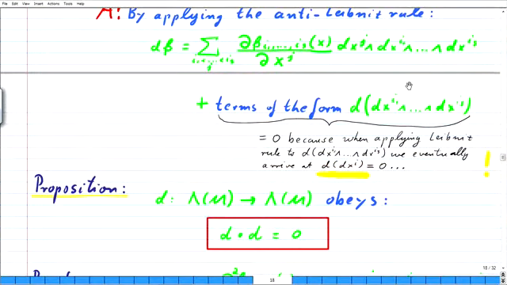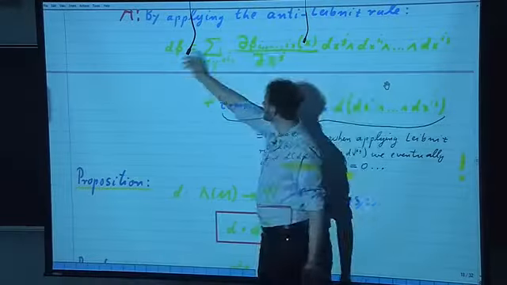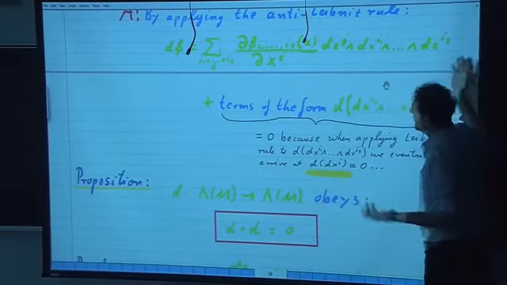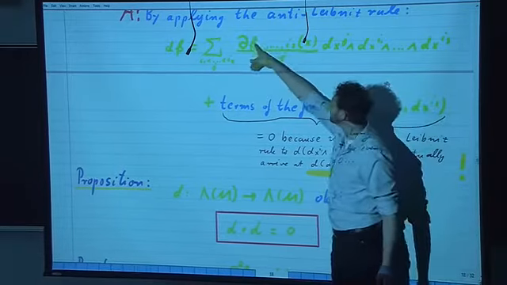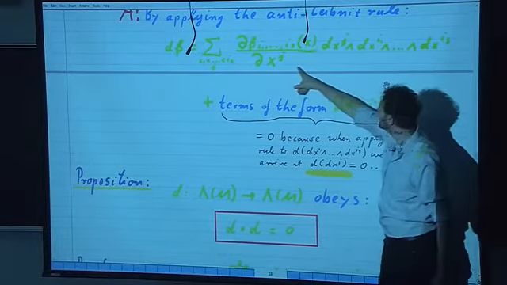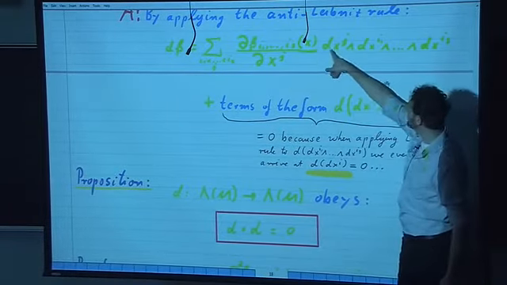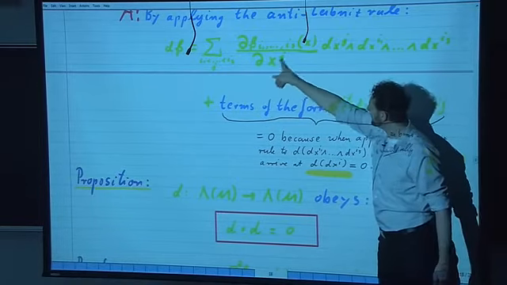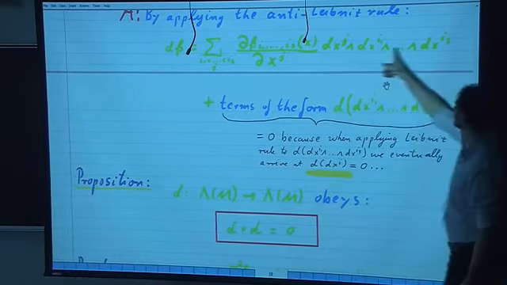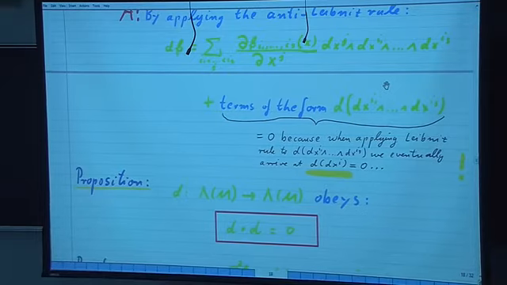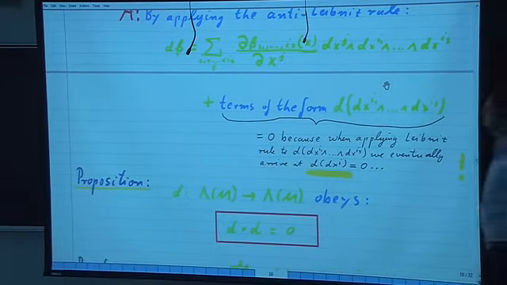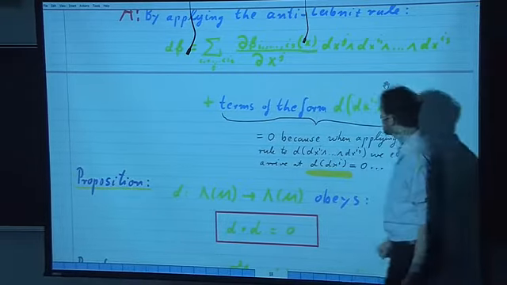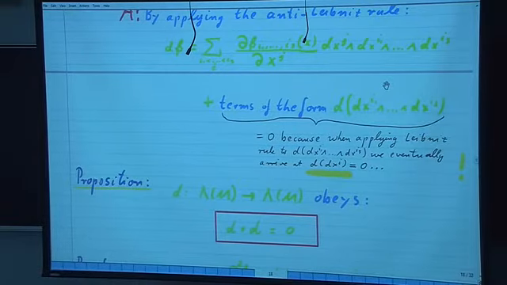So on one hand, we've now evaluated what d beta is. It's this. Okay, so it's easy to remember. You just have to take all the partial derivatives of the coefficient function and then write down the dxj for the d by dxj here and wedge it with the remainder and you're done. That's how you calculate the exterior derivative of an S form. And the remaining terms are vanishing.